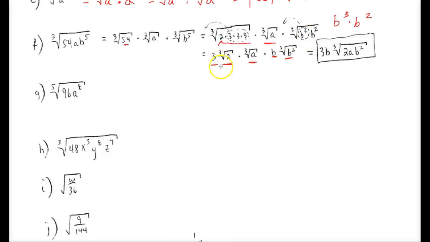And so now everything that is outside of our radicals, we multiply together. So that's why we have 3b, and everything that is inside our radicals, we multiply together. And that's why we have 2ab squared inside of the cube root.